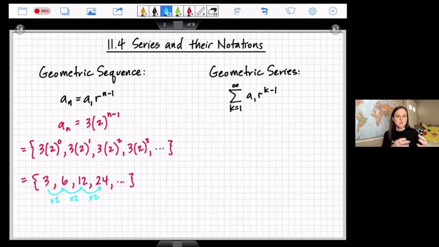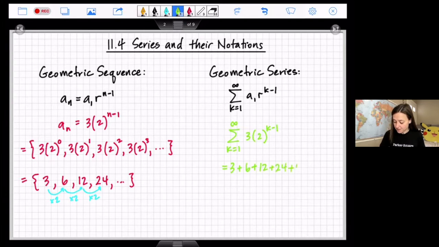All right, so if we take these terms and we add them up in an infinite series, we get a geometric series. So for our example, we would have our sum k equals 1 to infinity, 3 times 2 to the k minus 1. And that would mean that we're adding all of these numbers up. So we'd be adding up 3 plus 6 plus 12 plus 24. Like I said, we could do plus 48. These go on getting bigger and bigger and bigger forever and ever and ever.